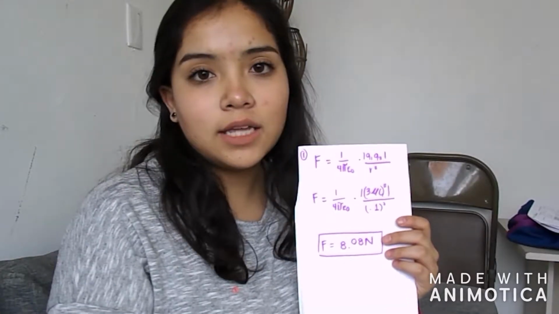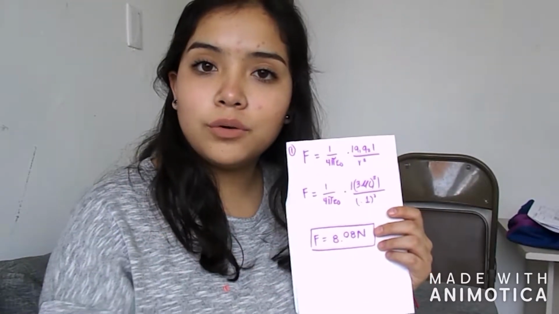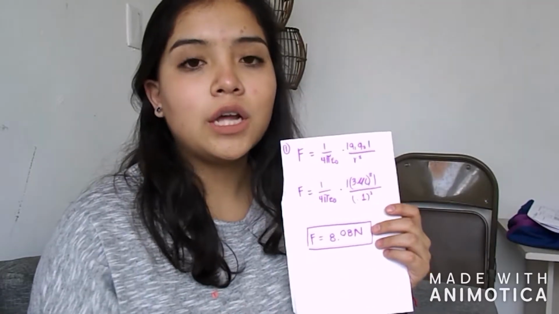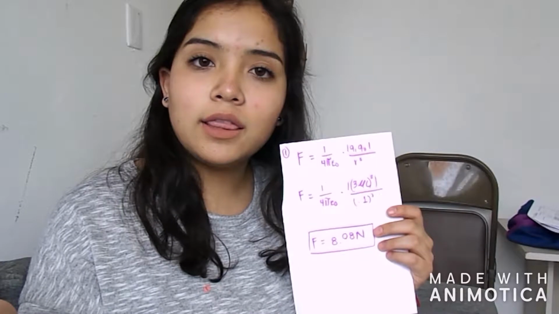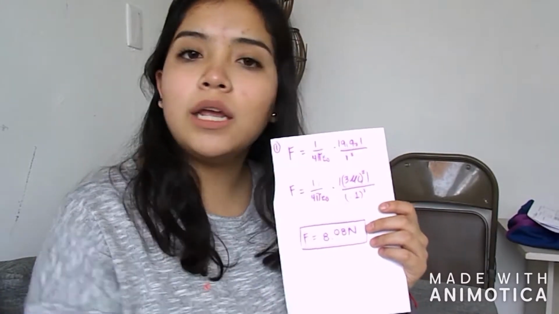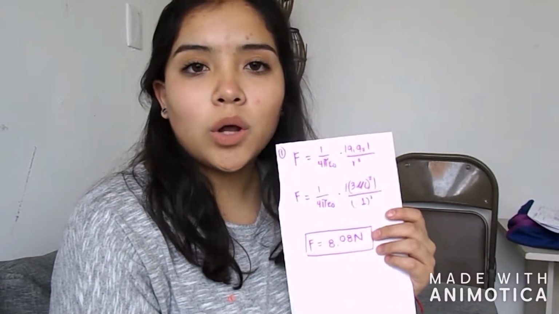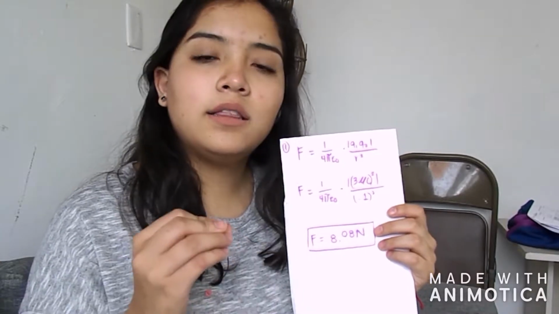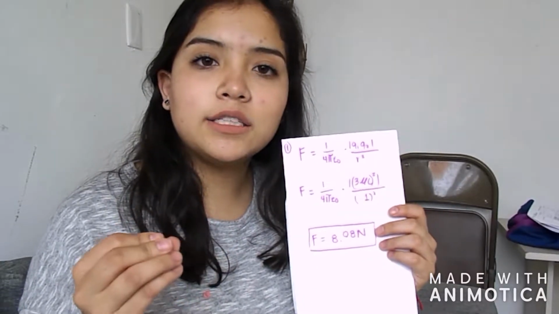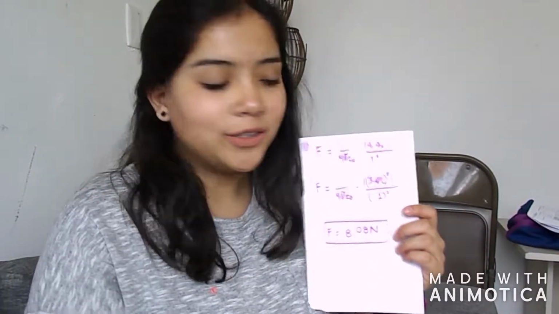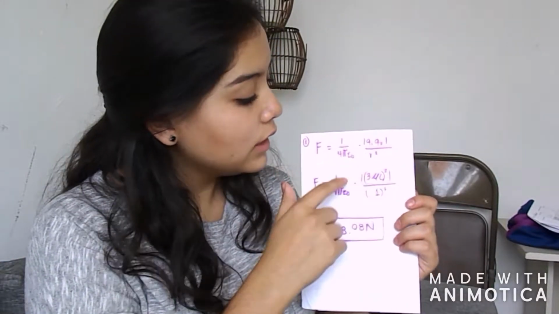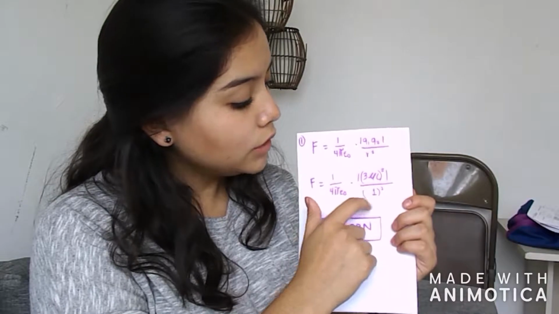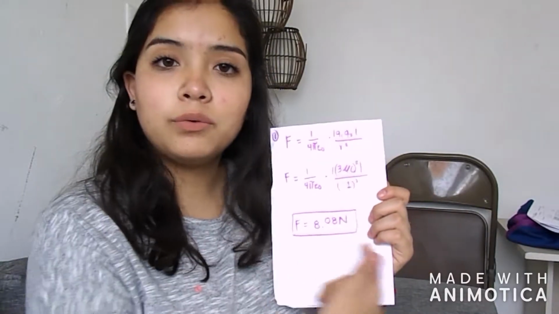In problem number 1, they are asking us for the force between the two spheres. So we have our data: the charge is 3 microcoulombs, and the distance is 0.1 meters. So we substitute with the formula of force, we substitute our values, and then we have our result.